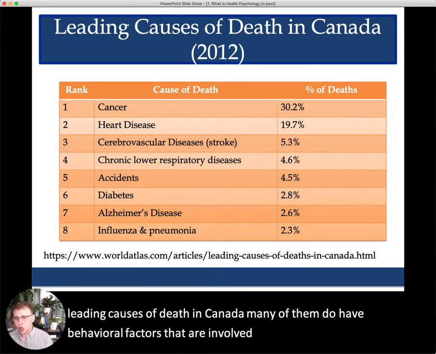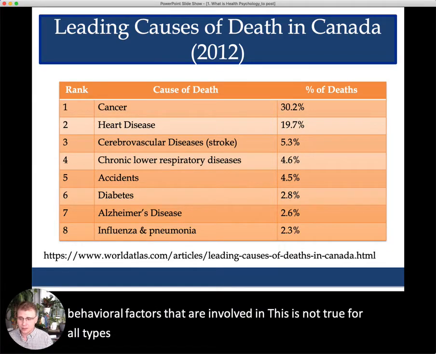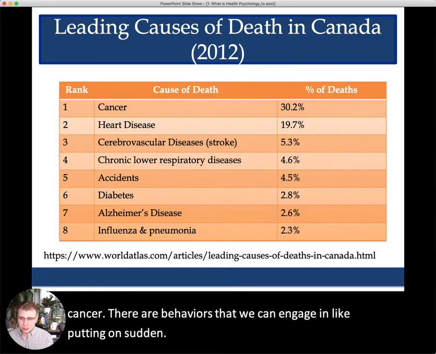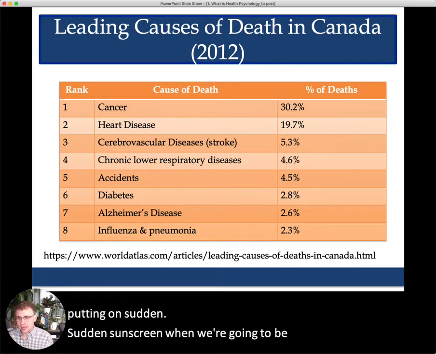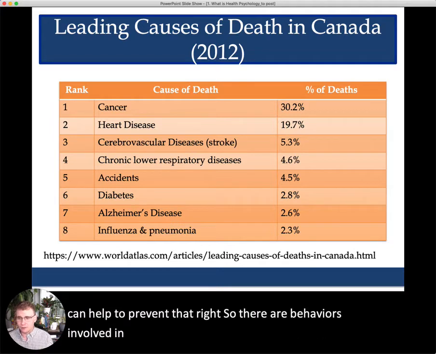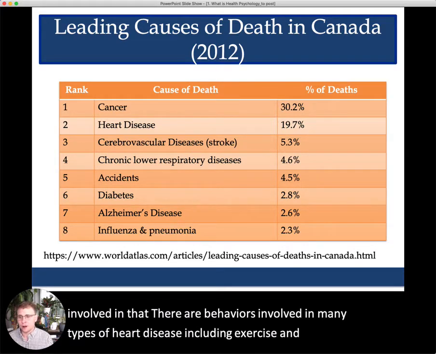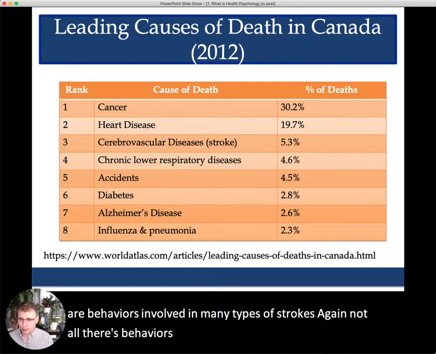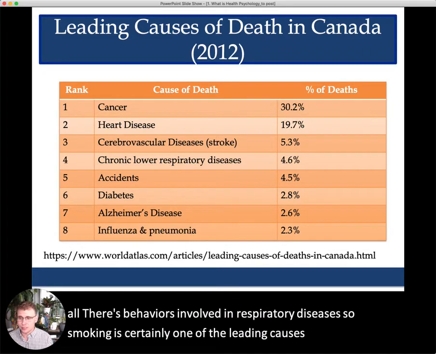This is not true for all types of cancer, but many types of cancer, like skin cancer, there are behaviors that we can engage in, like putting on sunscreen when we're going to be outside, that can help to prevent that. Right? So there are behaviors involved in that. There are behaviors involved in many types of heart disease, including exercise and diet. There are behaviors involved in many types of strokes. Again, not all. There's behaviors involved in respiratory diseases. So smoking is certainly one of the leading causes of respiratory problems.